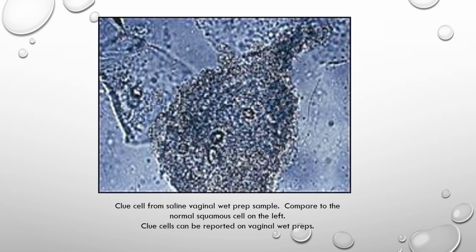So in this image, you can see an example of a clue cell noted in a vaginal wet prep. If you take a look at the left hand side of the image, you have a normal squamous epithelial cell that's a little bit sticky. There might be a few colonies of bacteria stuck to it, or you could see a few little keratin granules there. But if you look at the cell dead center, you can see that it's absolutely completely covered in bacteria, and that's called a clue cell. It's highly associated with Gardnerella vaginalis.